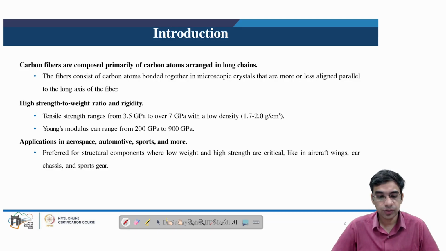High strength to weight ratio and rigidity of the carbon fibers are another set of attractive properties. So tensile strength ranges from 3.5 gigapascals to 7 gigapascals with low density between 1.7 to 2 gram per cubic centimeter. Young's modulus of carbon fiber can range between 200 gigapascals to 900 gigapascals. Carbon fibers are a preferred choice of reinforcement where low weight and high strength are critical. So these are especially used in aircraft wings, car chassis and sports gears.